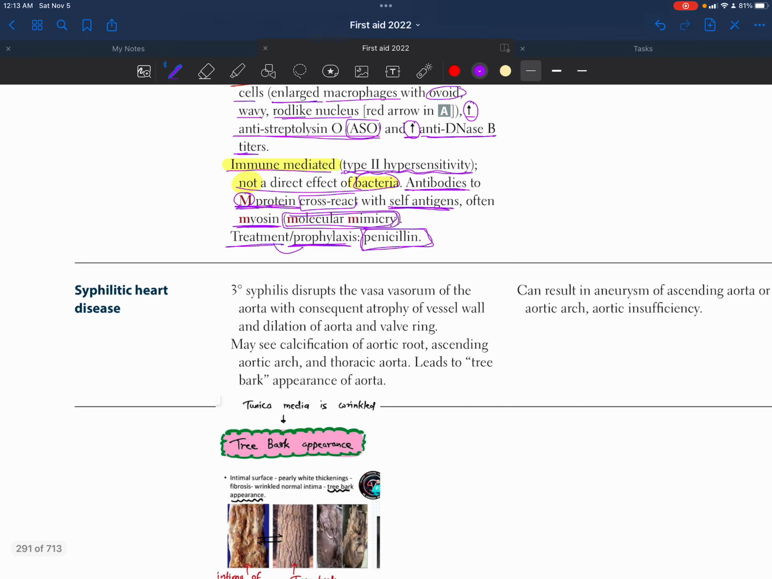Now for syphilitic heart disease. If we have tertiary syphilis, it will disrupt the vasa vasorum of the aorta. The vasa vasorum are the teeny tiny arterioles or arteries that supply the wall of the aorta, which needs blood too. Tertiary syphilis affects these really small blood vessels around the aorta and may cause them to have endarteritis, so they obliterate.